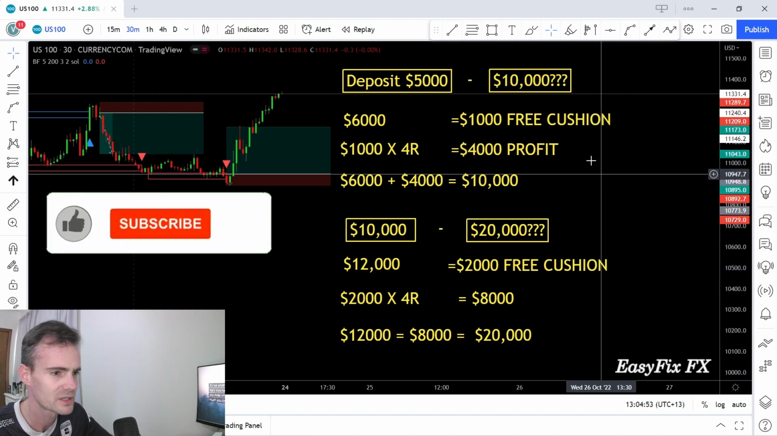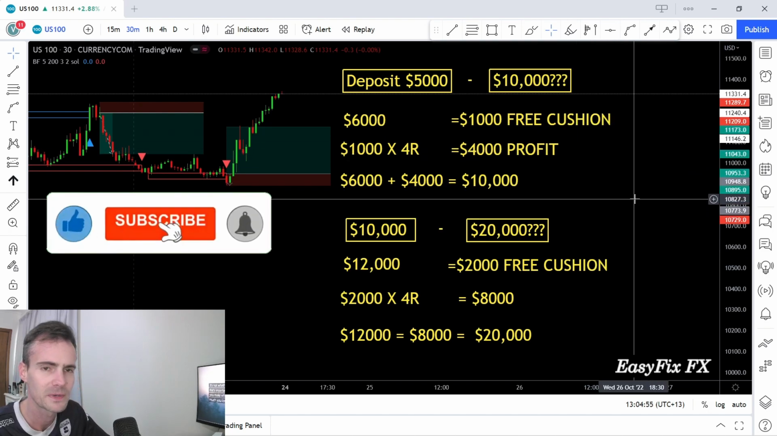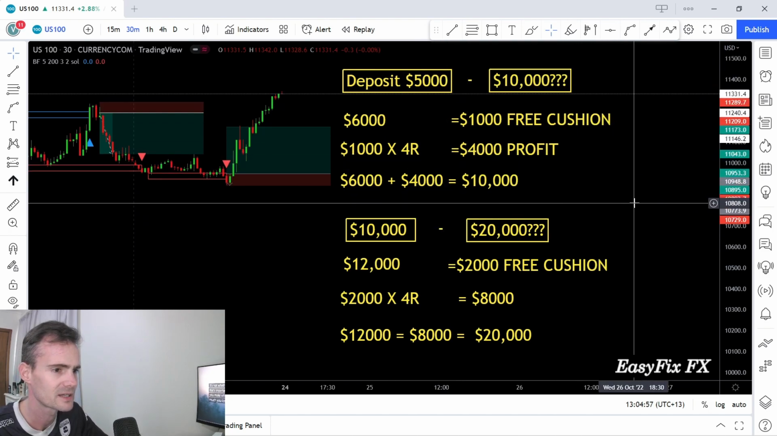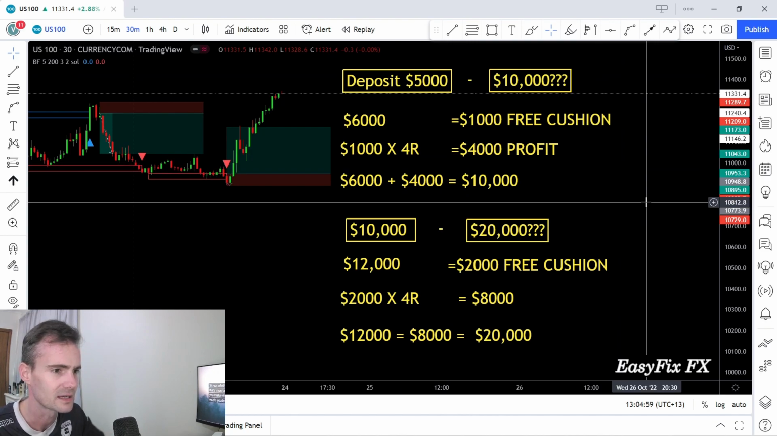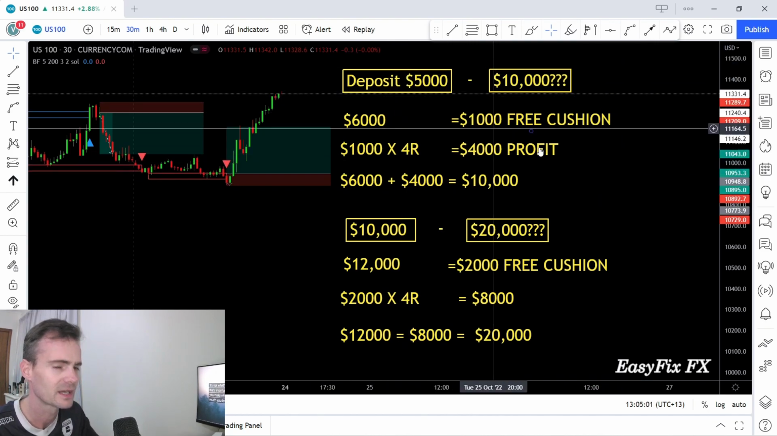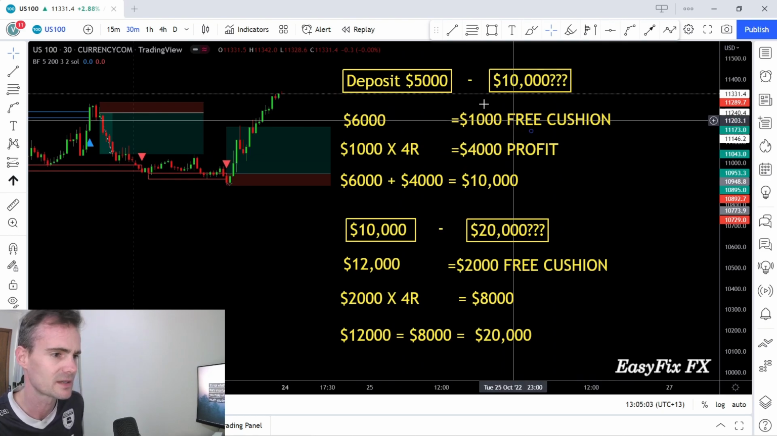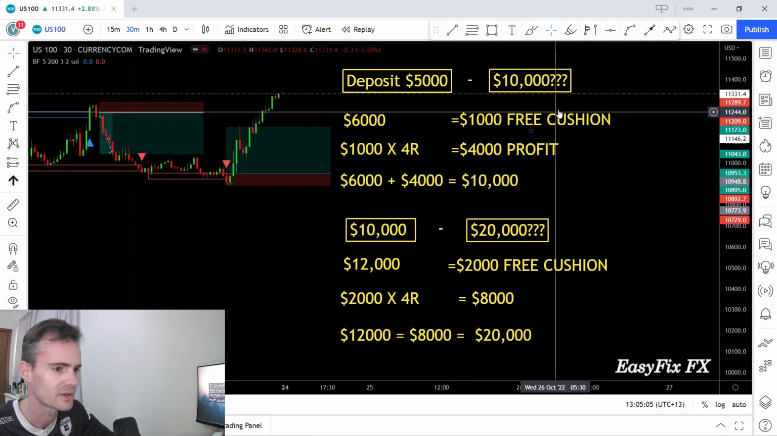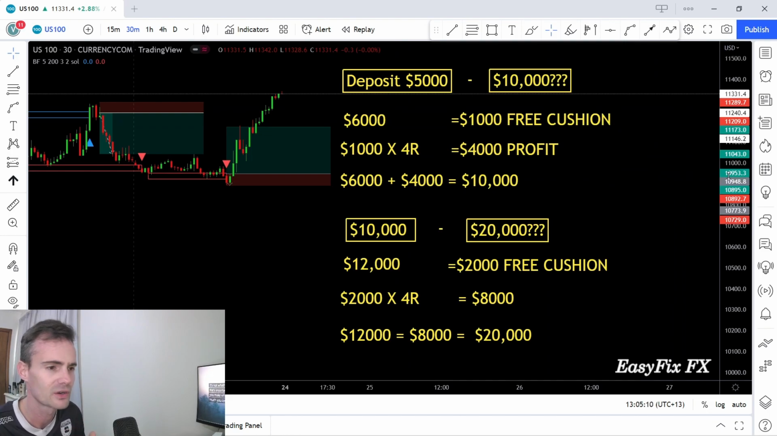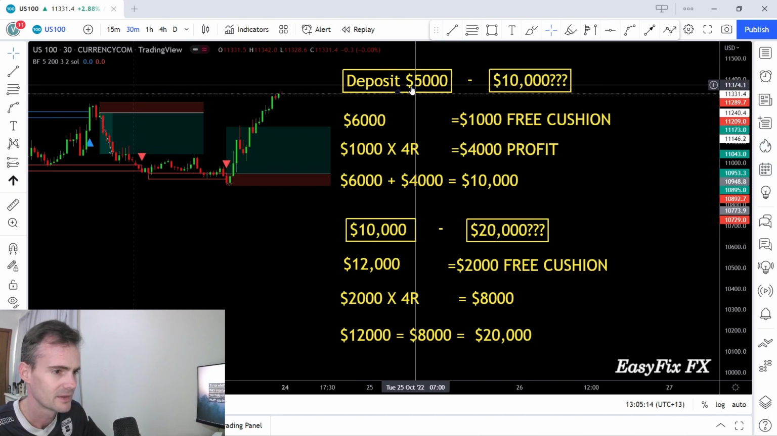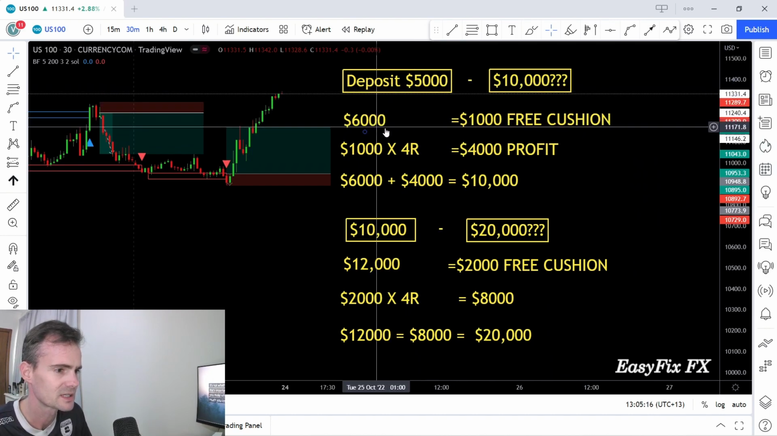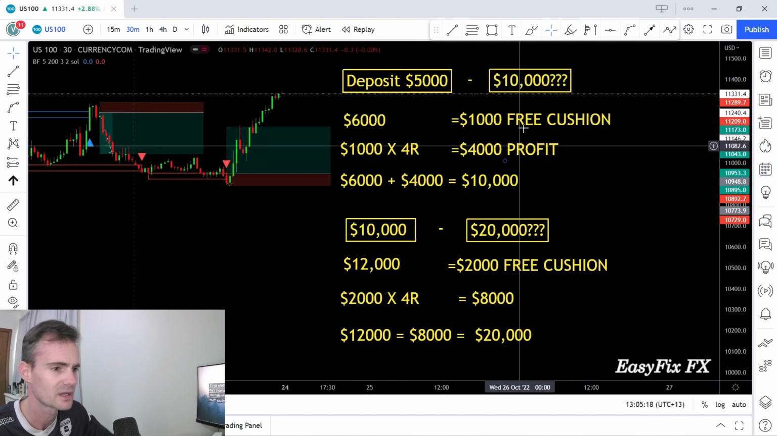What most people do is they deposit, say, $5,000, and they immediately get risky. They try and double their account in a week or 2 weeks, and they don't even grow their account first. What you want to do is create that free cushion. Make some profit first on the account. In this example, first take it to $6,000, so you give yourself a free cushion of $1,000.